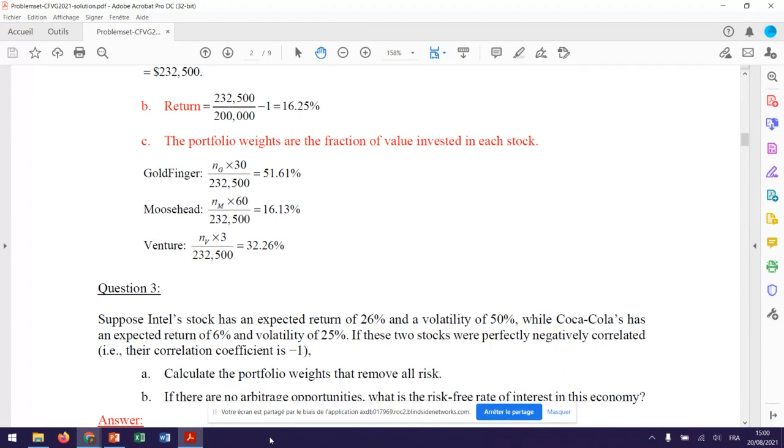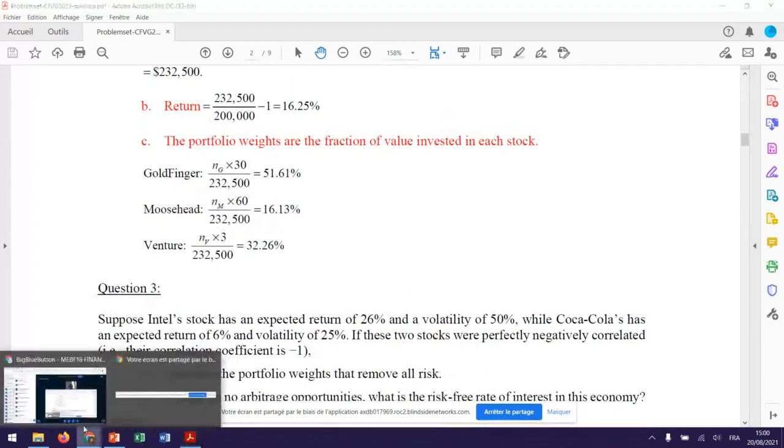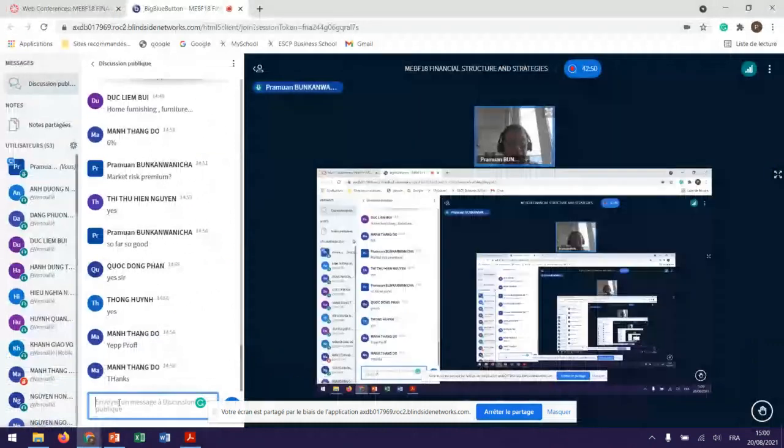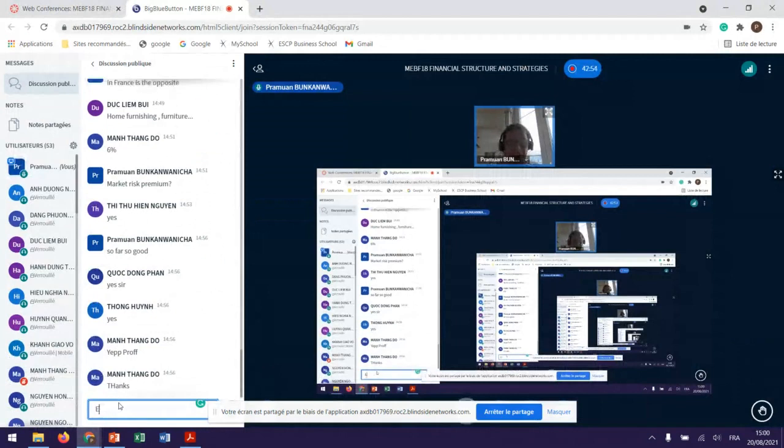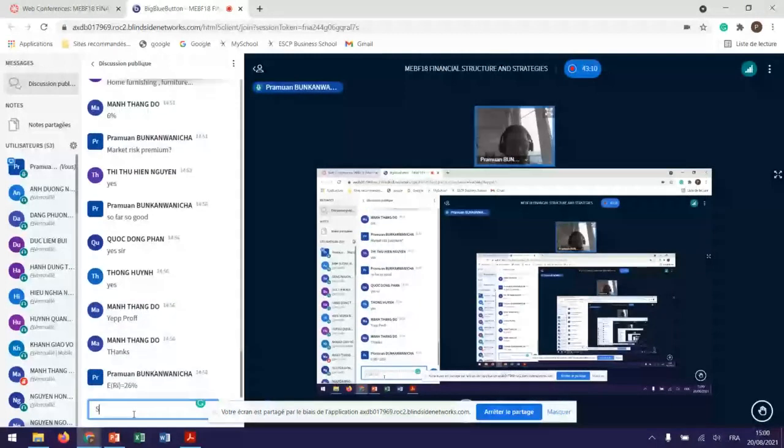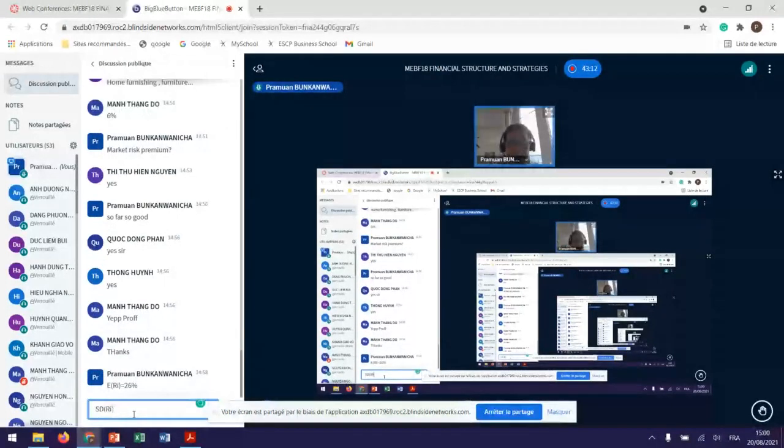Everybody can write this or not? Okay, so you read and then you write. What I write is exactly what I read. So I first write that E[RI] equal to 26%. What else can I write? I can write as well SD(RI) equal to 50%.